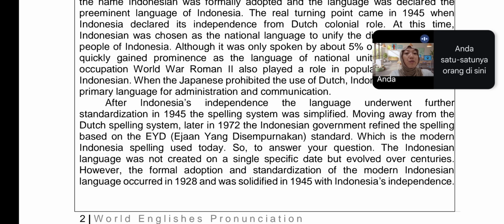So, to answer your question, the Indonesian language was not created on a single specific date, but evolved over centuries. However, the formal adoption and standardization of the modern Indonesian language occurred in 1928 and was solidified in 1945 with Indonesia's independence.